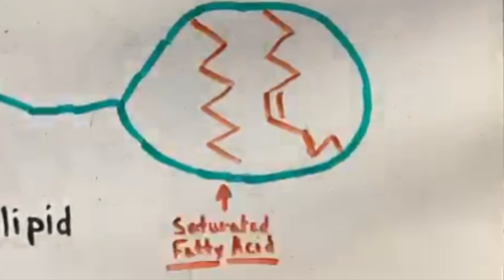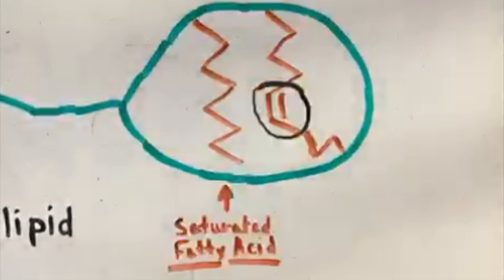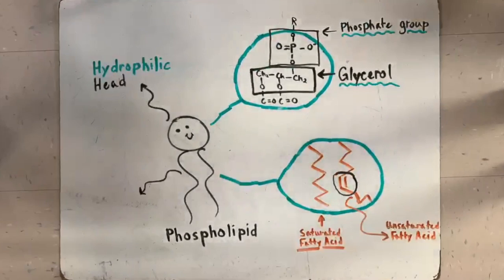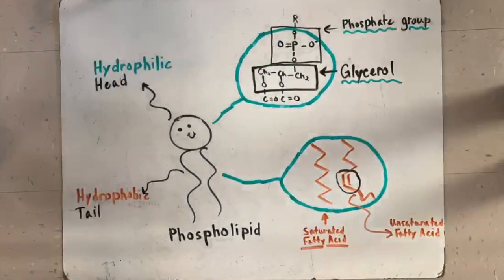The tail consists of two fatty acid chains. This one is saturated and this one is unsaturated due to a double bond in the chain. Due to their structure, the head is hydrophilic and the tail is hydrophobic.